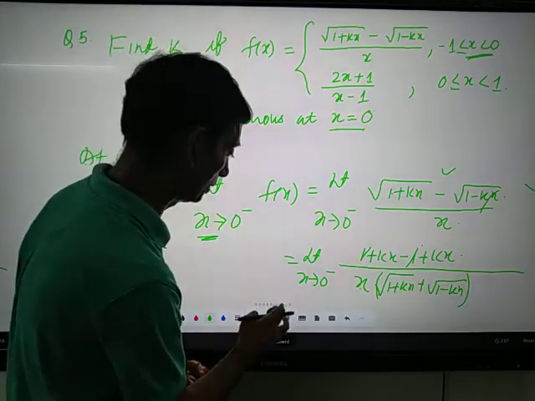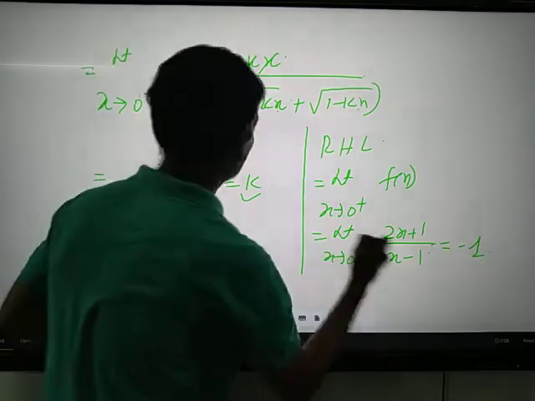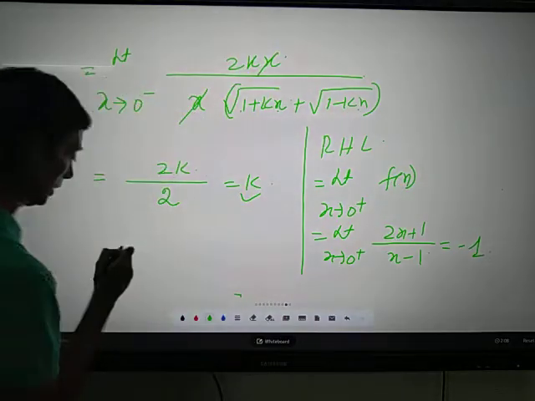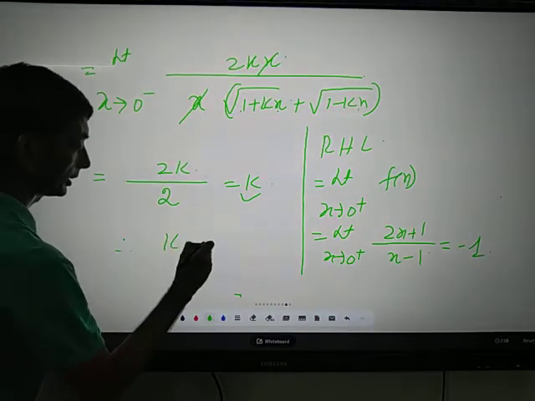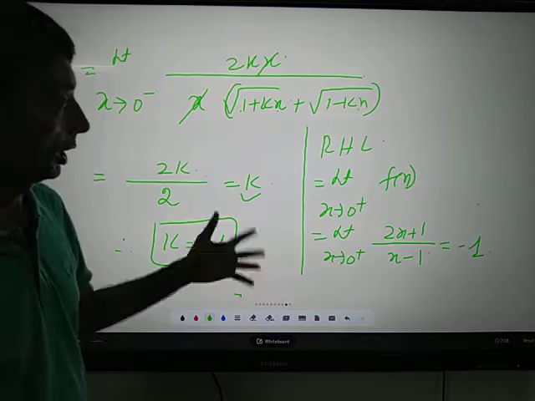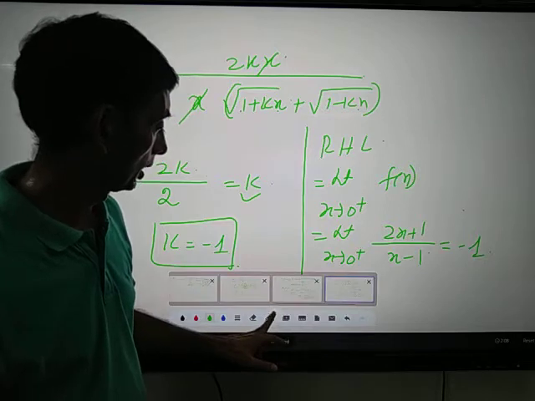So here the left hand limit is equal to k and the right hand limit is equal to minus 1. Therefore, you can write k is equal to minus 1. Fine? This is a very simple question. So let's move to the next question.